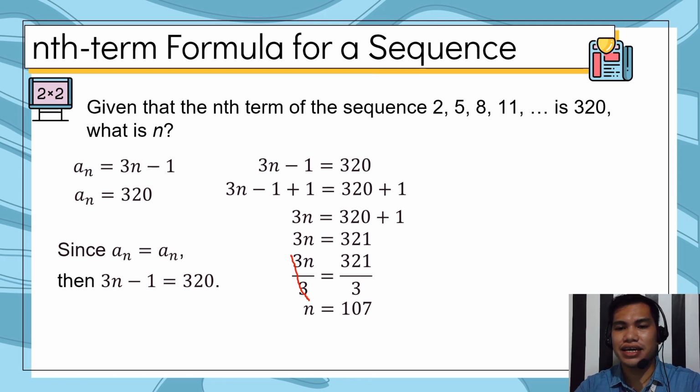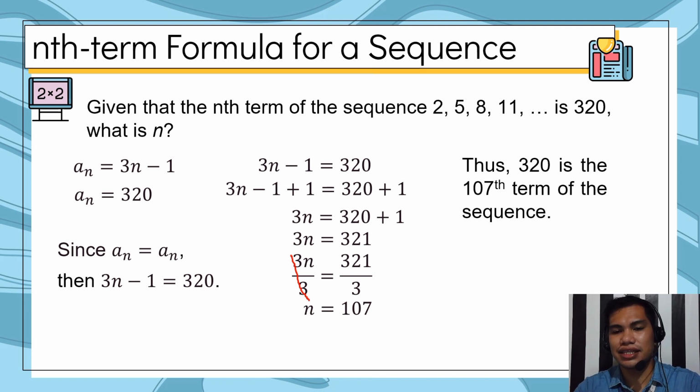Thus, 320 is the 107th term of the sequence. Meaning the value of our n is equal to 107. So 320 is the 107th term of that sequence. If you list 2, 5, 8, 11, 14, 17, 20, and so on, and keep going with a common difference of 3, by the time you reach the 107th term, you will get 320. So it is really tiring if you solve or look for the answer one by one. I hope that you understood that one.